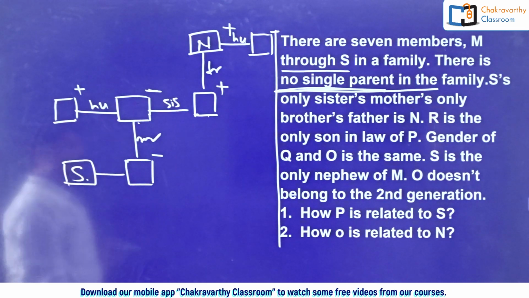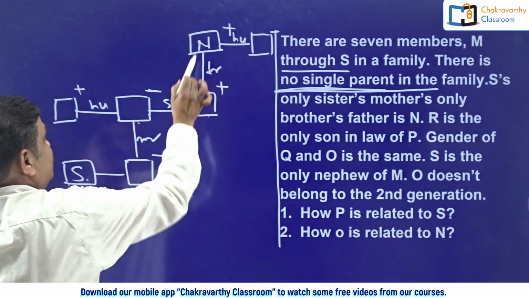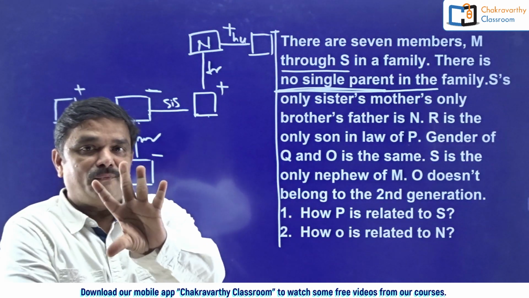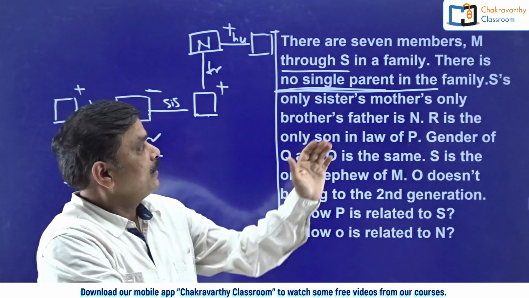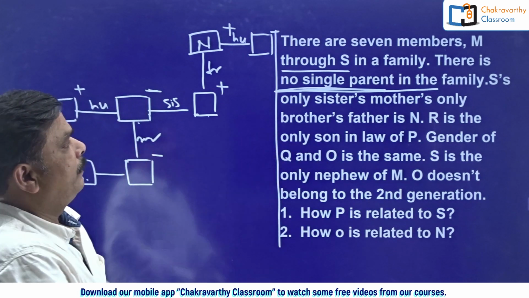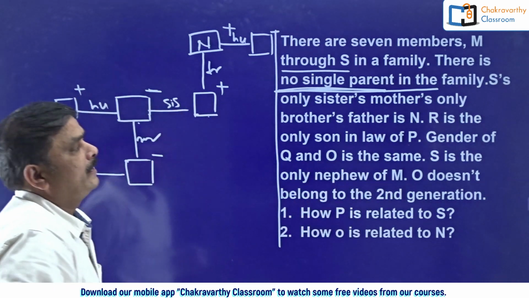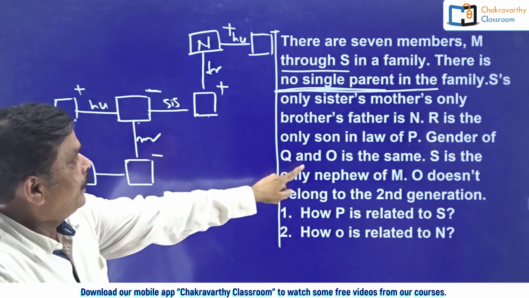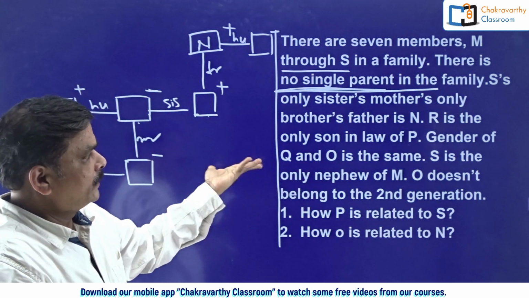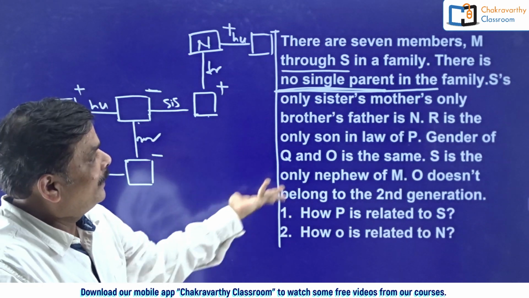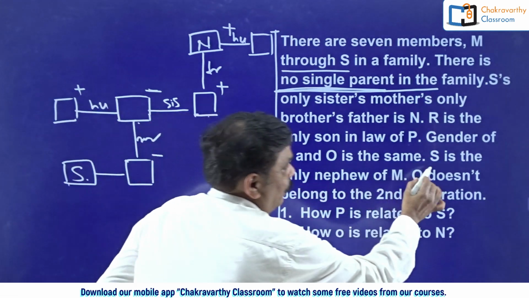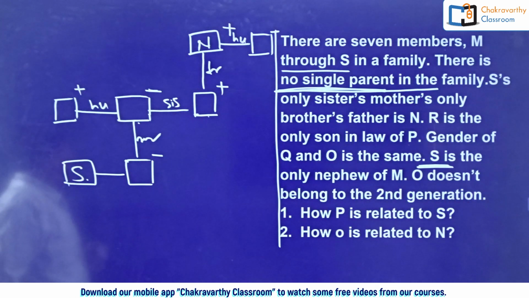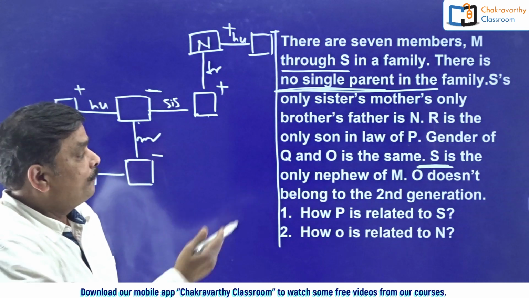Got it? Then the next task is to fill up the persons here. Only 2 persons are filled up, N and S. I need to go for the remaining 5 as far as possible. Next information you see, they have given here that R is the only son-in-law of P. I cannot take it directly. You have to wait for that information. Keep it aside. Next, the gender of Q and O is the same. I don't know who is Q and who is O here. Next, the information about S is given. Already S is here. You have to keep an eye on that one.